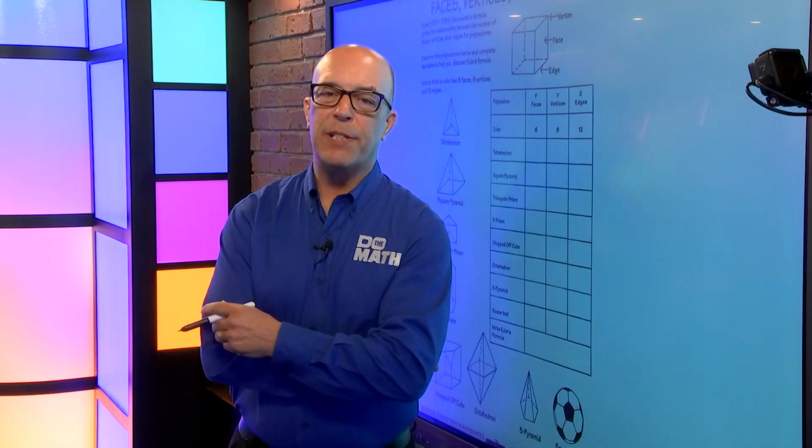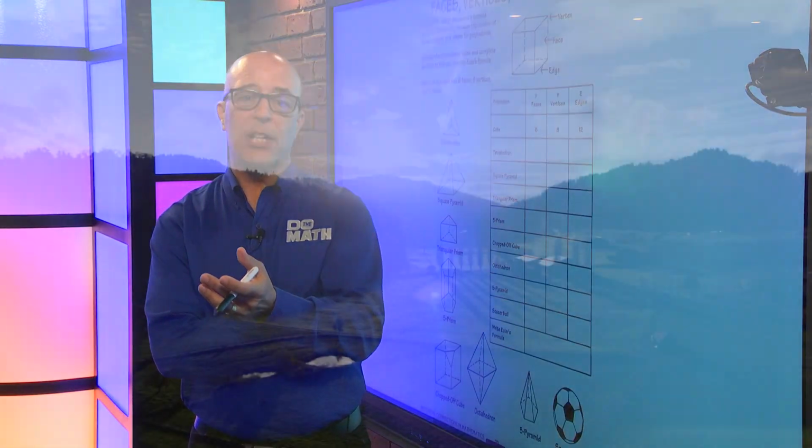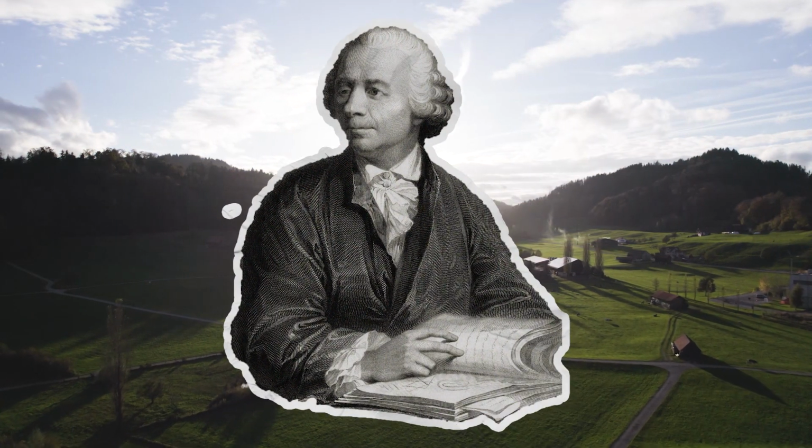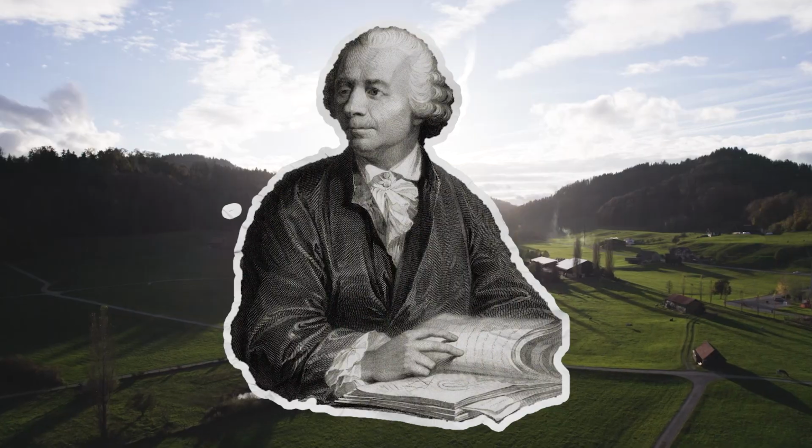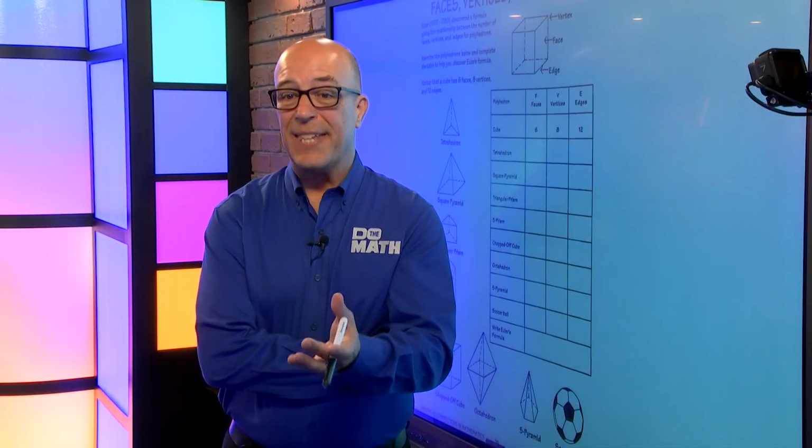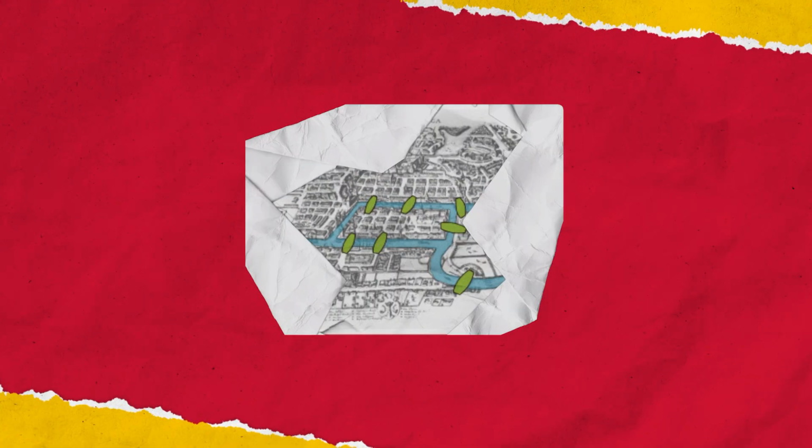Our mathematician of the day is a famous one, Leonhard Euler. He was a Swiss mathematician, and his father trained him to be a pastor, but he loved math even more. The bridges of Königsberg is a famous problem that a lot of students are confronted with.